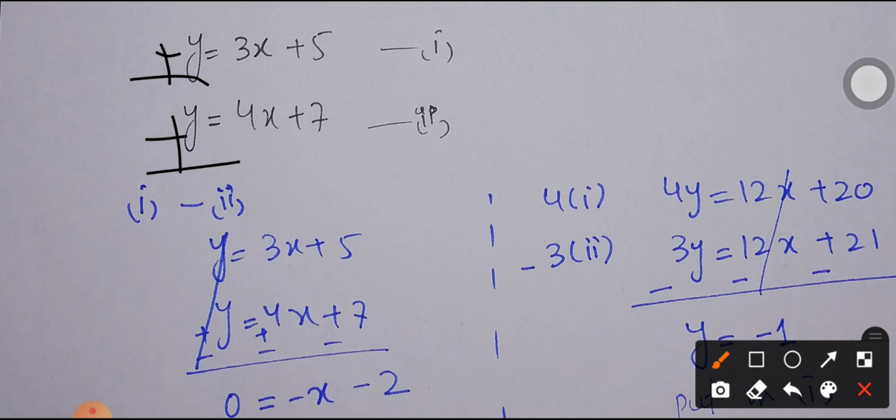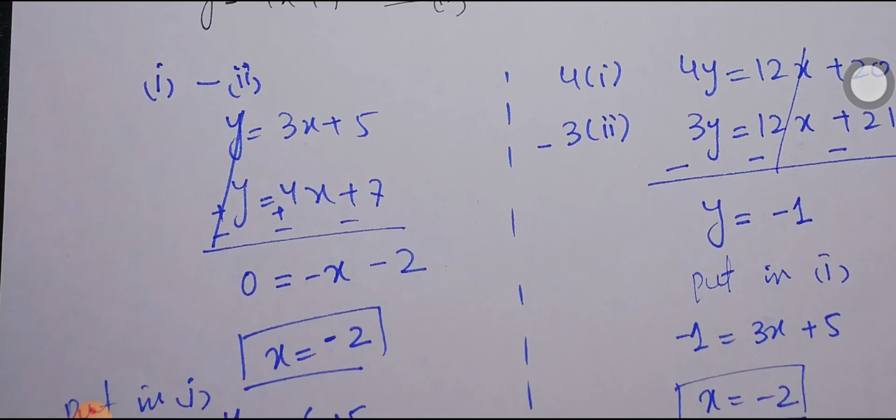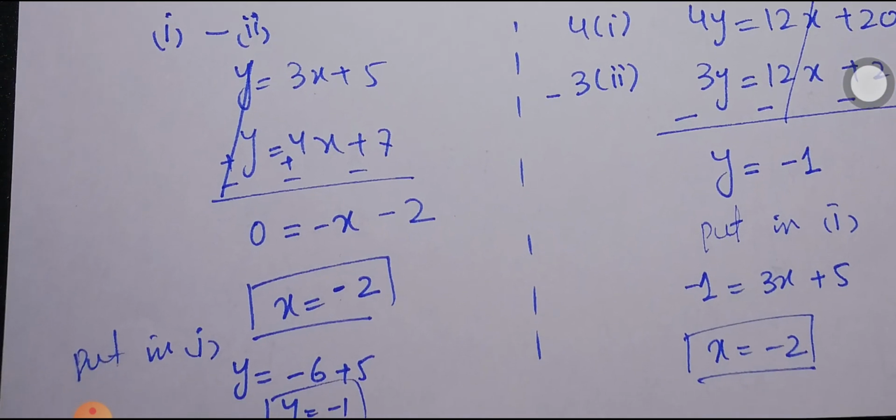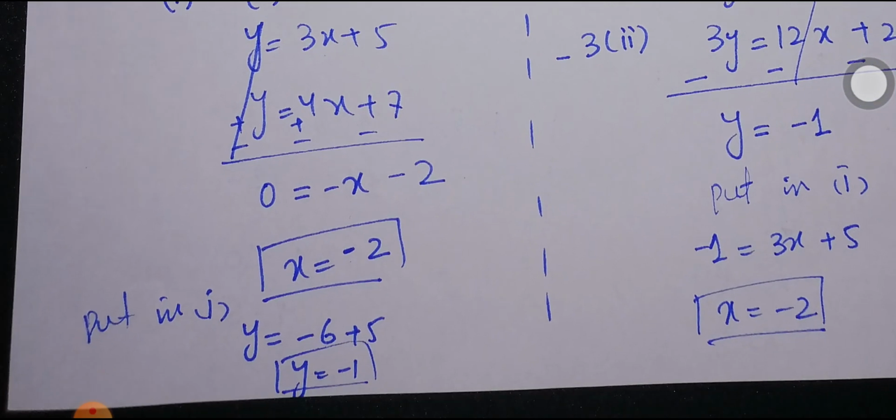So I will subtract it, equation 1 minus equation 2, and by subtracting you can see that y will be cancelled out and we will get the value of x, which is minus 2. Now putting this value in equation 1, we will get y to be minus 1.